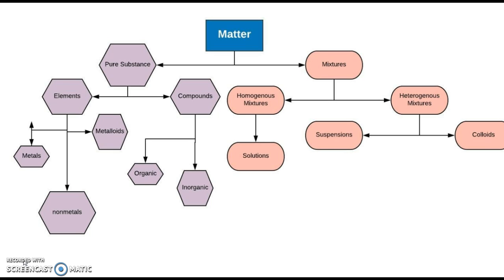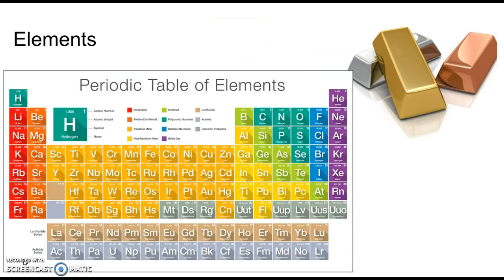So solutions and colloids look very similar. The difference is colloids have bigger particles that you can kind of see, and I'm going to give you the difference as we go through the examples. And then suspensions, they break apart. So elements, again, can't be broken down. They're already in their smallest form.